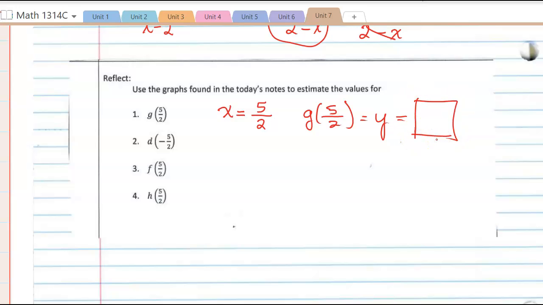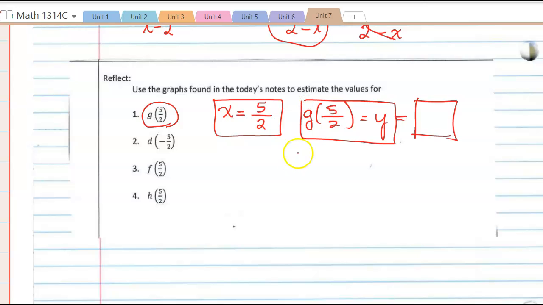We can also get this in the calculator, but I want to make sure that you understand that this notation just means x is equal to the value, and you're looking for the y value on the graph. And it creates our point of 5 over 2, comma, g of 5 over 2 on the g graph. And that concludes this video.